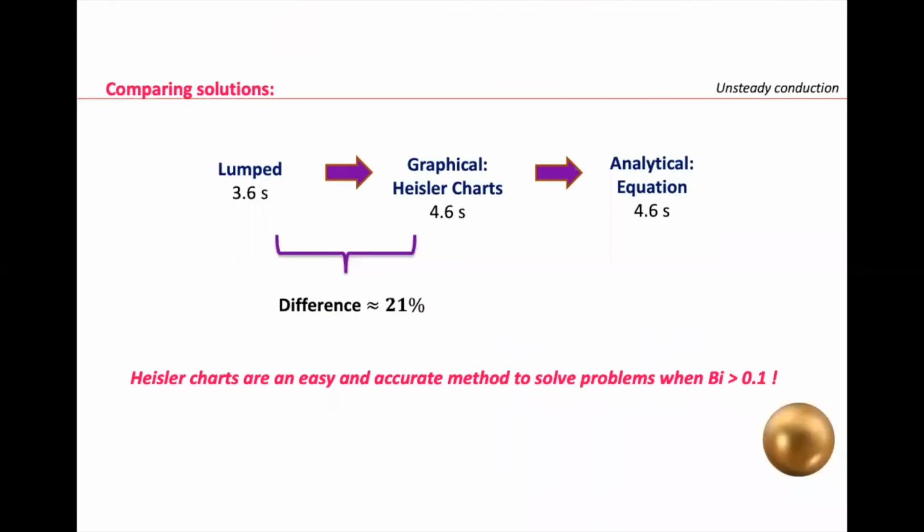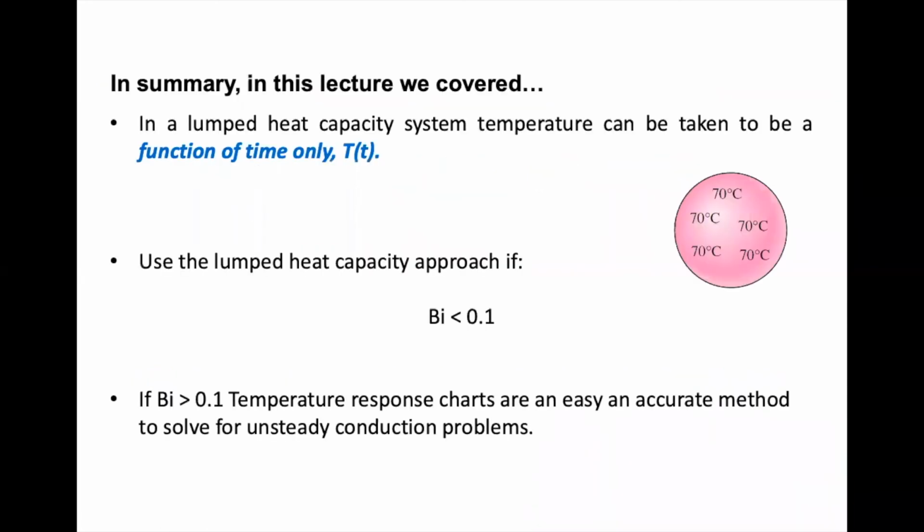So if we compare solutions, finally, with the lumped approach, we get 3.6, more or less. With the graphical or Heisler chart, 4.6, a difference of 21%. And with the analytical equation, we get 4.57 or 4.6 essentially. So Heisler charts are an easy and accurate method to solve problems, and most if you don't have the Heisler charts available.